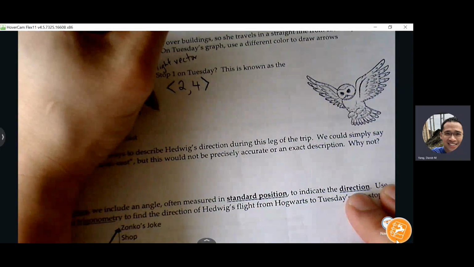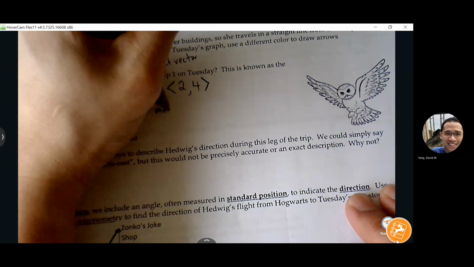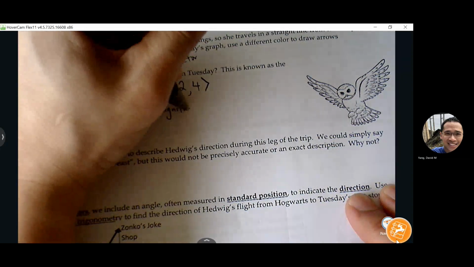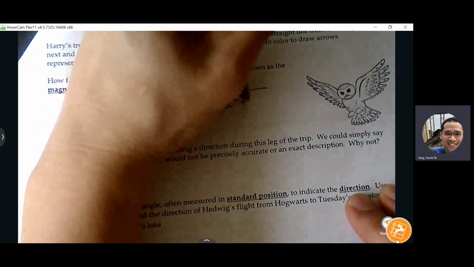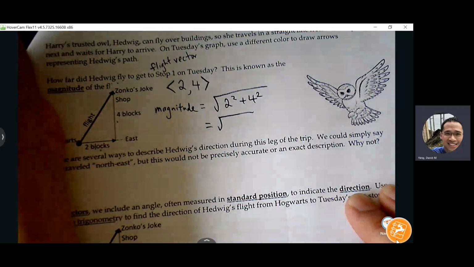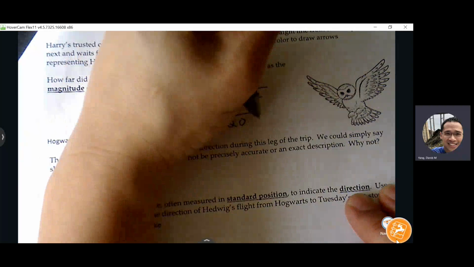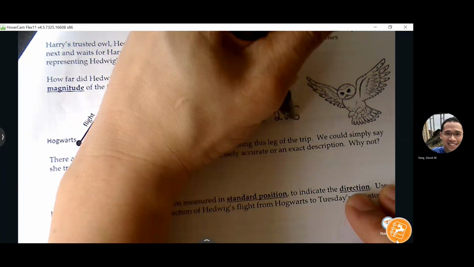The magnitude is square root of a squared plus b squared. So 4 plus 16 is 20. If you use your calculator, you can break it down to be 2 root 5.